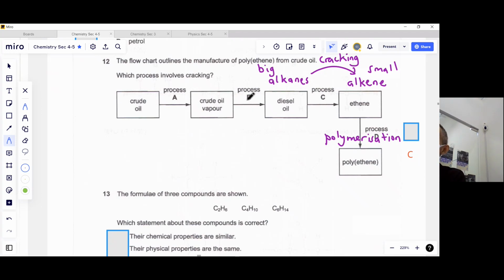Okay, how about process B? Now what is process B? Better know. Okay, fractional distillation is B. You better know all of this.